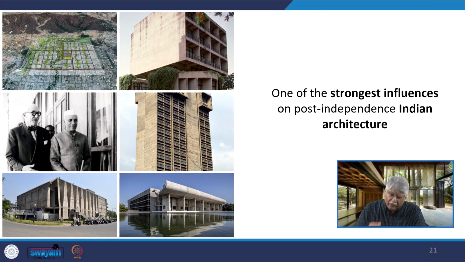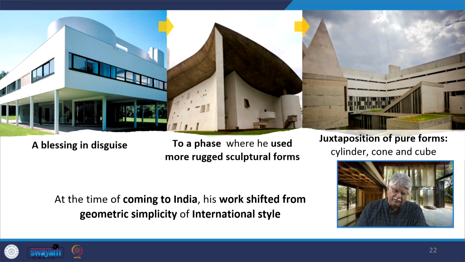Now one of the strongest influences on post-independence Indian architecture was the work of Le Corbusier. You know very famously that he designed the city of Chandigarh, and he did some projects in Ahmedabad also. He is the one Western architect of the 20th century who has made the biggest impression on young modern Indian architects.